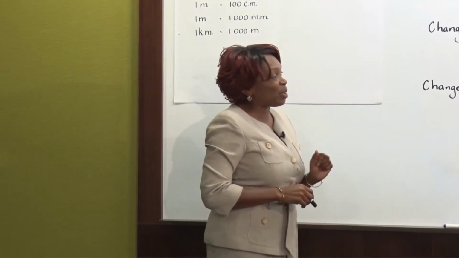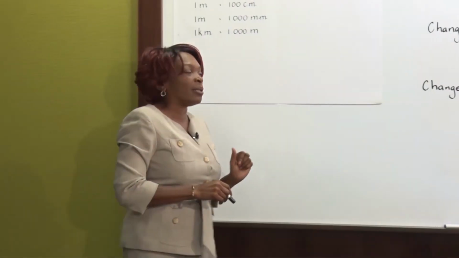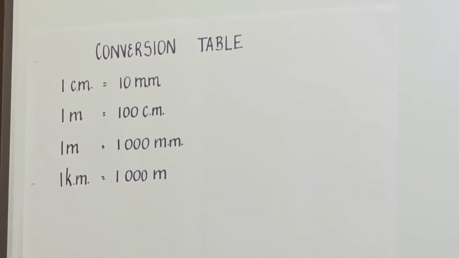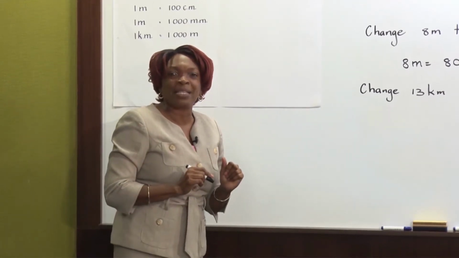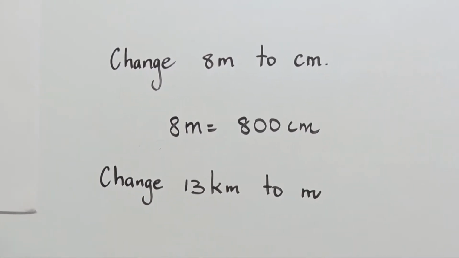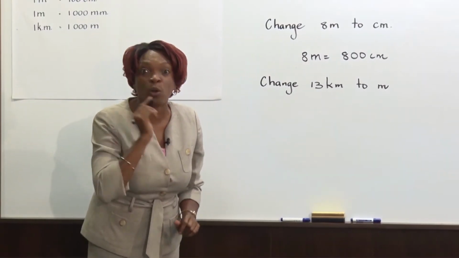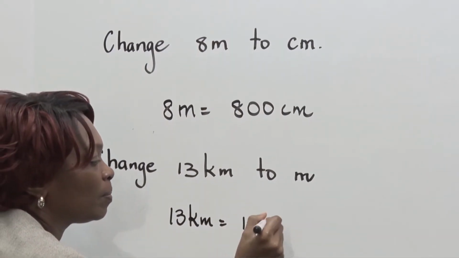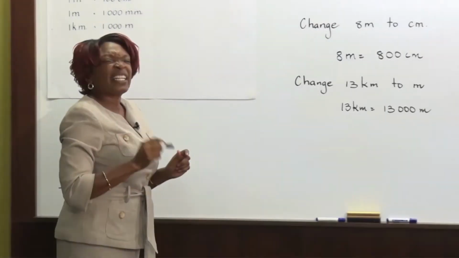All right, let's look at this one. Change 13 kilometers to meters. Let's go back to the conversion table. 1 kilometer is equal to 1,000 meters. I know you're thinking, if 1 kilometer is equal to 1,000 meters, then 13 kilometers will be equal to how many meters? I know you have it. It's right there. You are so correct. 13,000. So far, so good. Let's try another one.